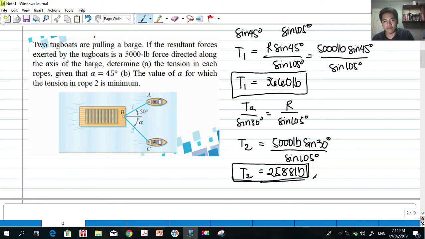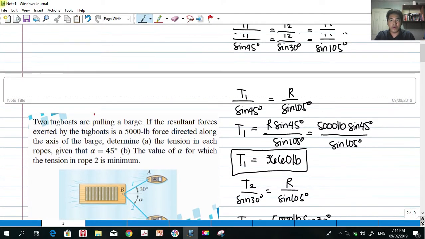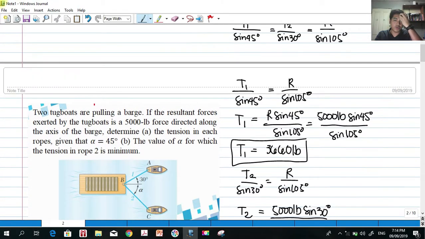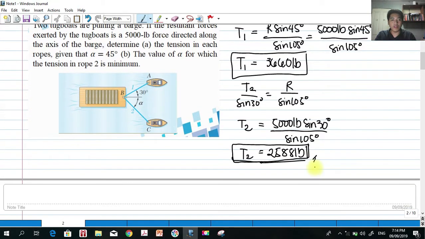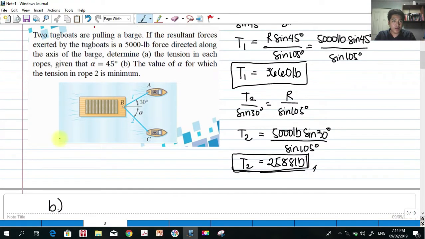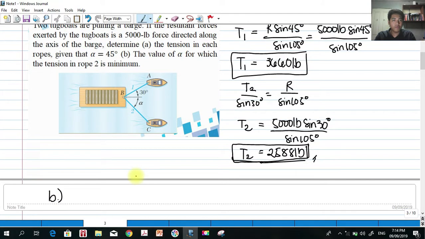So here we have this answer. That is the tension for each rope. We already used sine law only in determining the tension in each rope. How about letter B? Find the value of alpha for which the tension in T sub 2 is minimum.